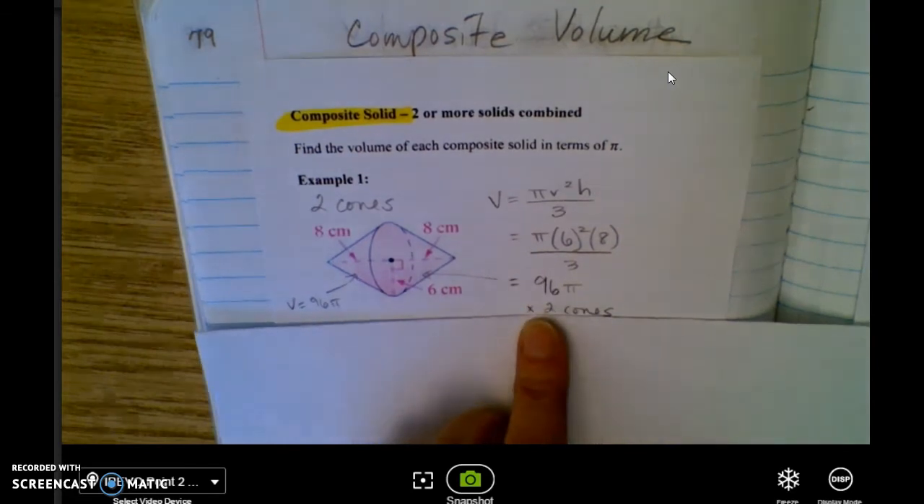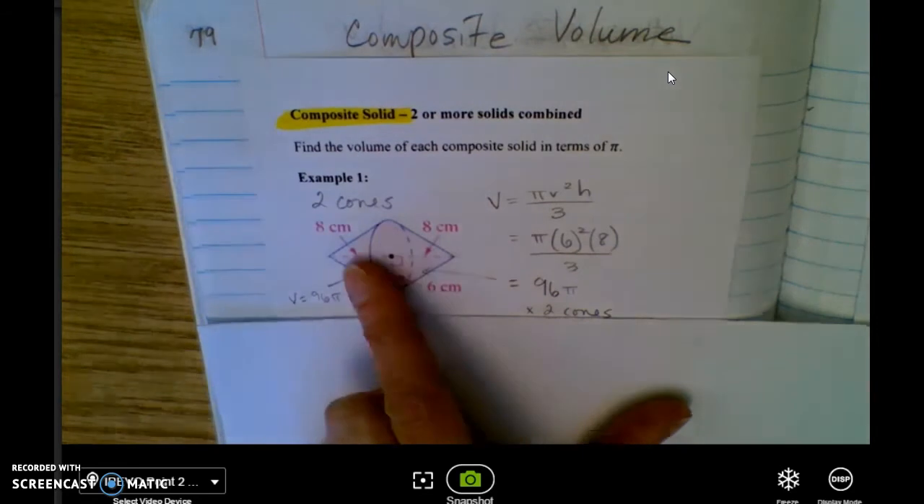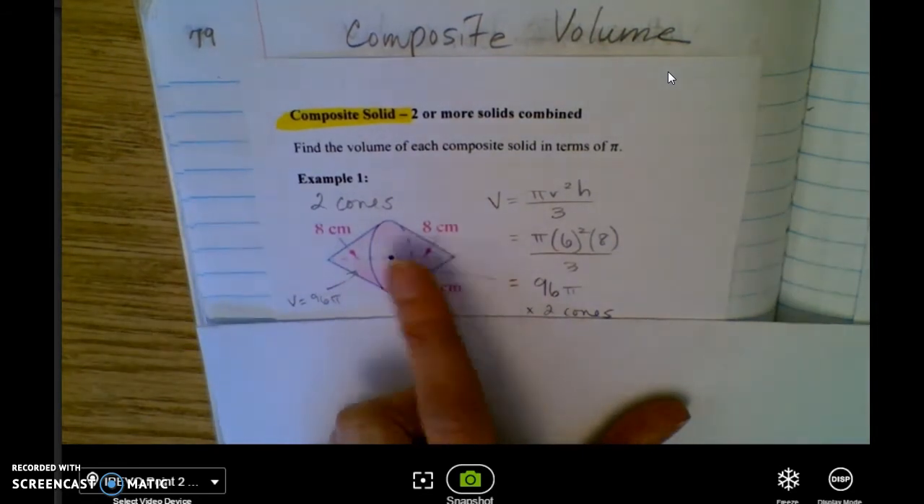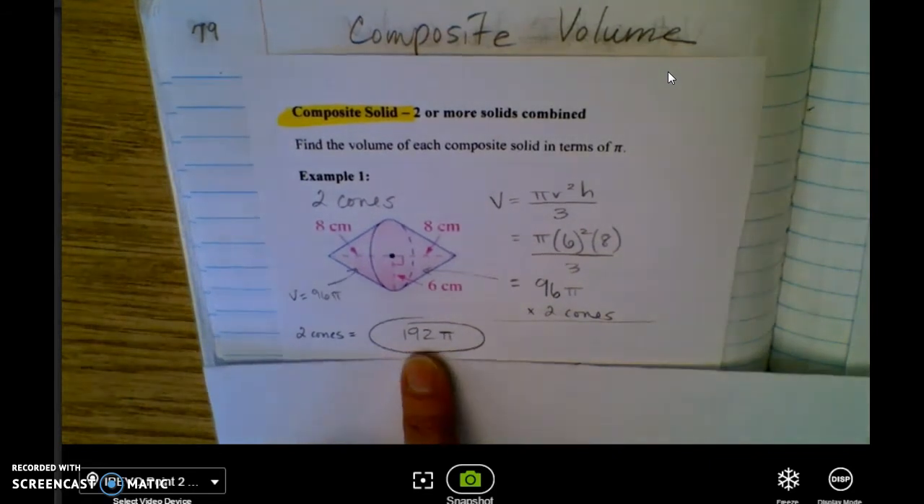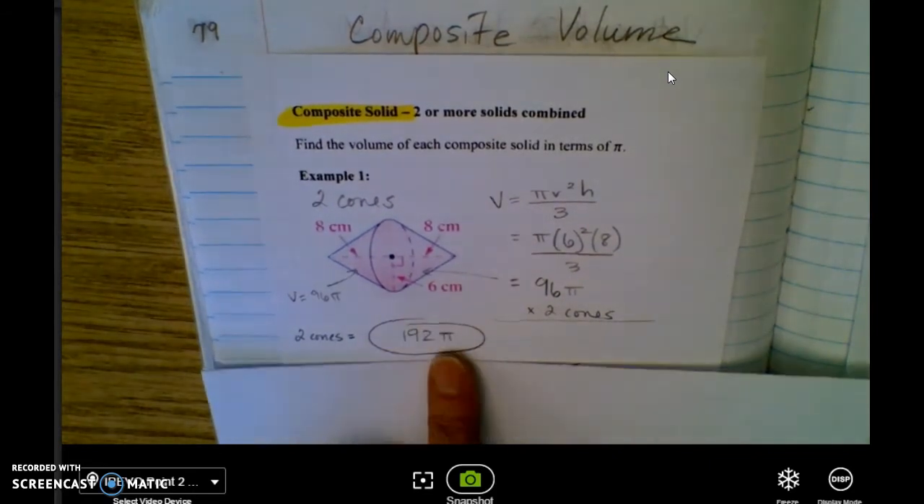I'm going to double this number because, again, there's two different cones. This cone has a volume of 96 pi, and so does the other one. So when I do that, I get 192 pi for the volume of this composite solid.